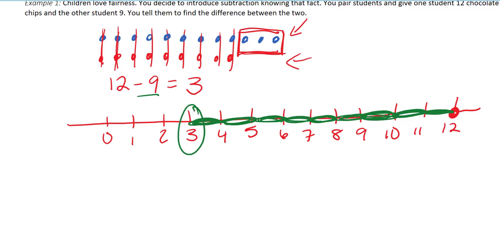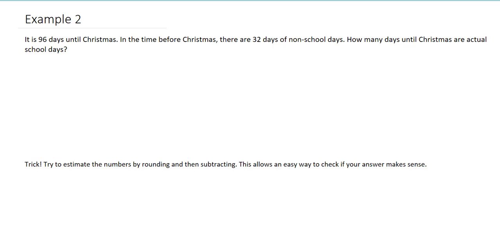Now let's look at some more examples. Example 2: it is 96 days until Christmas. In the time before Christmas, there are 32 days of non-school days. So how many days until Christmas are actual school days? We're going to go 96 minus 32.